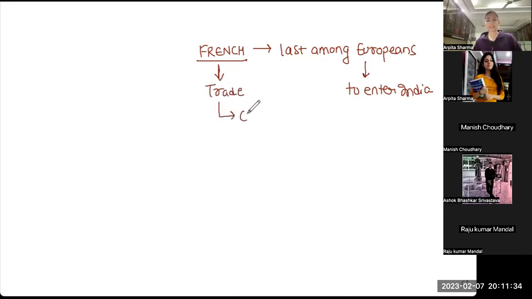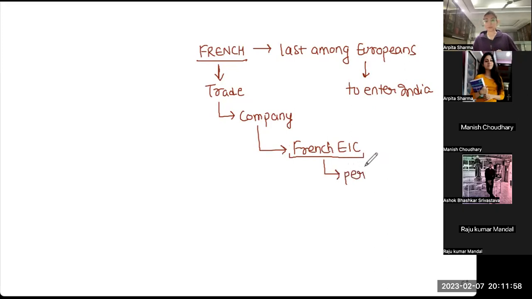So for trading, they needed a company. And for that, they created the French East India Company. This company, or any company, is permitted by the king only. Any company, if you want to establish, you need to take the permission of the government. So here also the French East India Company was created by the permission of King Louis XIV.